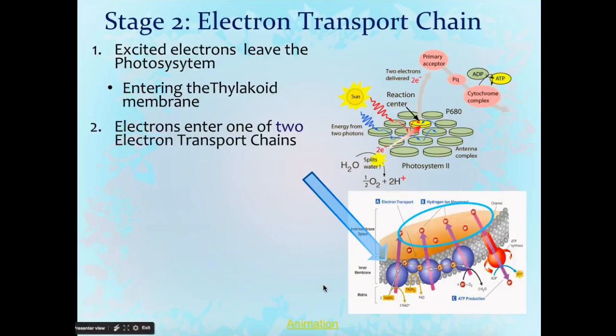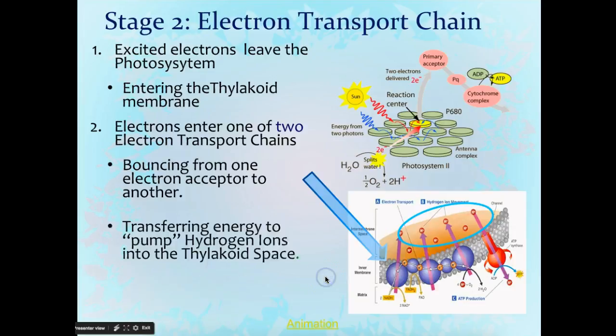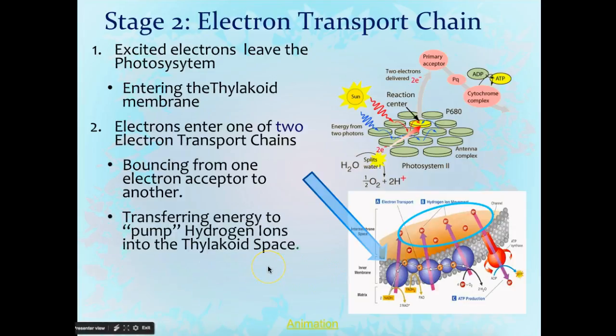When you hear the word pump, you should think of active transport. There's a bunch of hydrogen ions up here, and we continue to pump hydrogen into that crowded space inside of the thylakoid. So we're pumping more and more hydrogens into the thylakoid space. And that is the purpose of the first electron transport chain.